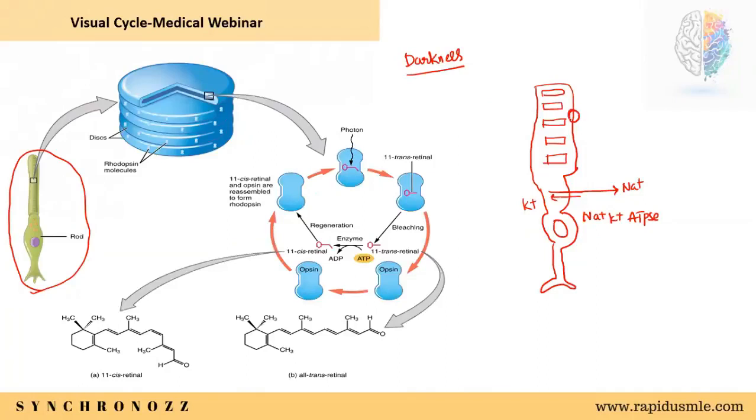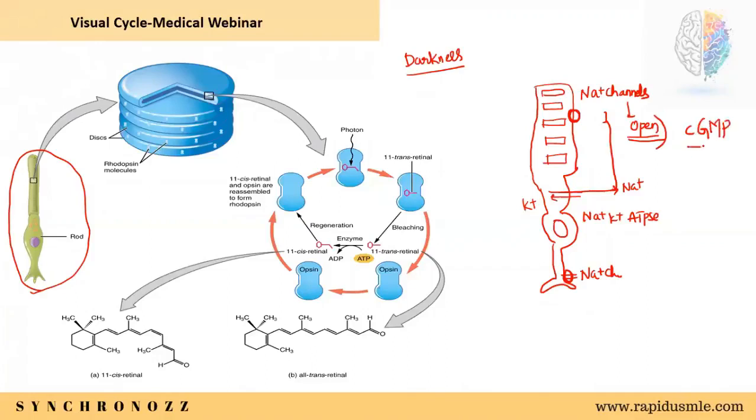The outer segment contains channels known as sodium channels. Similar sodium channels are also present at the synaptic end. What happens in darkness? During darkness, the sodium channels are open, because they are kept open by a compound known as cyclic GMP.